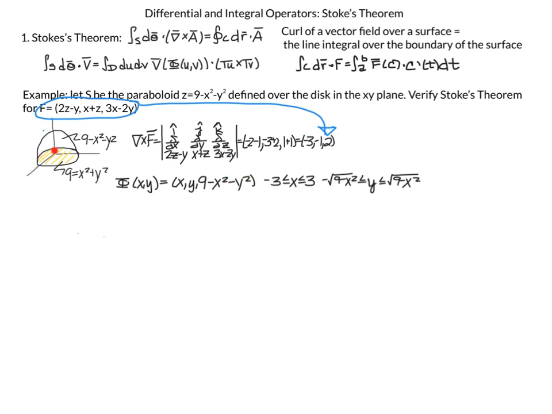X goes between -3 and 3, and y, because it's the circle here when z is equal to 0, will go between negative square root of 9 minus x squared and positive square root of 9 minus x squared. Next, I compose our function, our vector field, with our parameterization. So I'm going to plug in our parameterization x, y, 9 minus x squared minus y squared into f.